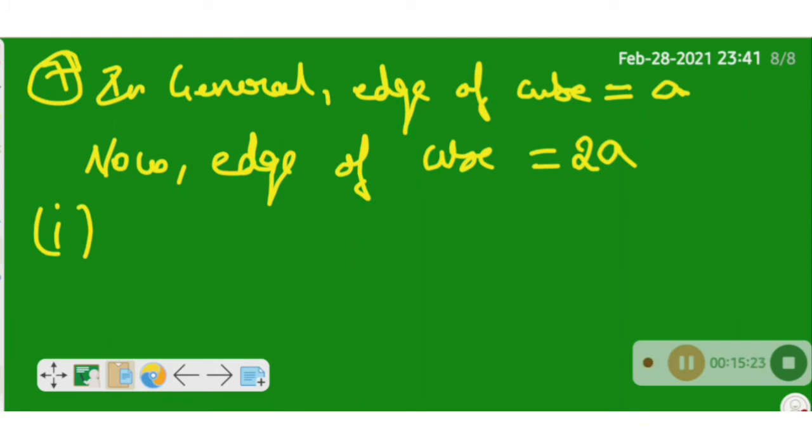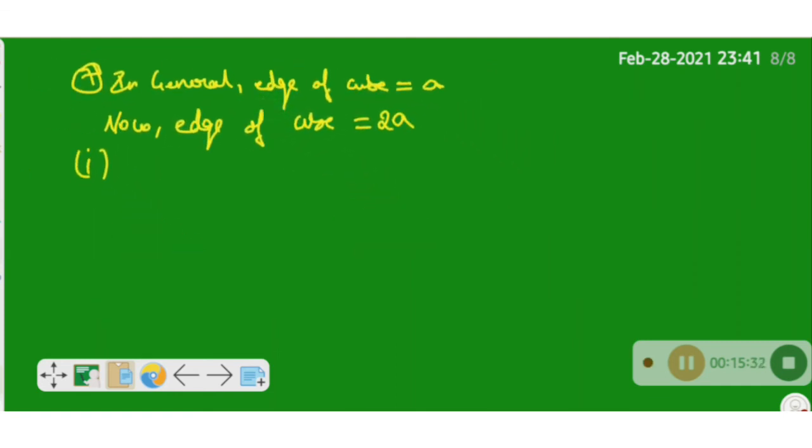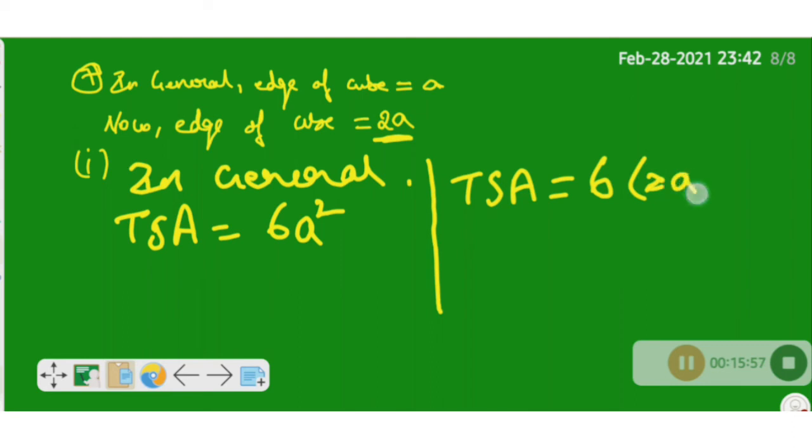So when you find how many times its surface area will increase, so here in general we know that surface area, means total surface area, is 6a square, right? Now same thing with this new side, if we apply, then the new total surface area is 6. In the place of a you have to put 2a.